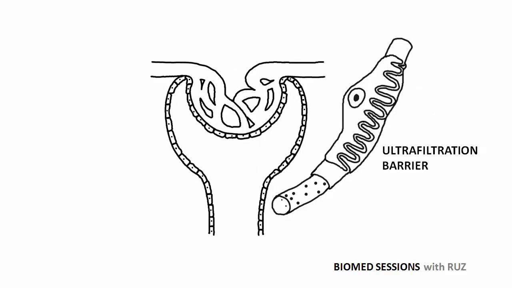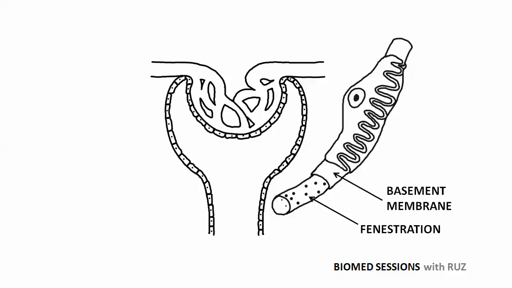As you can see, there are three layers. Our bottom layer is the endothelium of the capillary, which contains these pores known as fenestrations. This layer basically lets everything through except for blood cells. Our middle layer is the basement membrane, which prevents the filtration of large proteins. And our outer layer consists of podocytes, part of the Bowman's capsule.